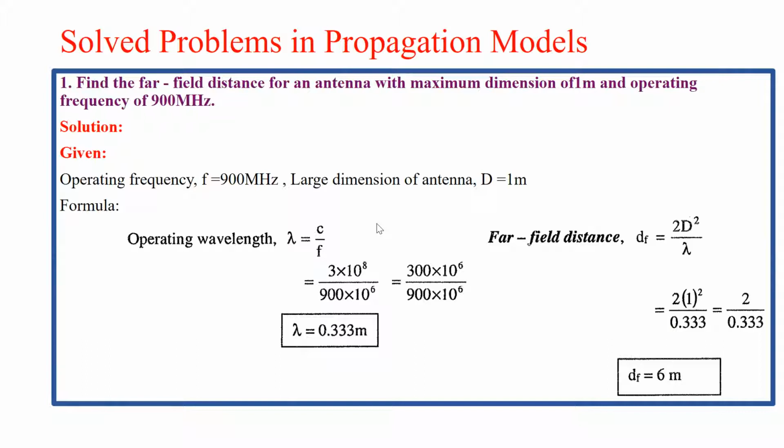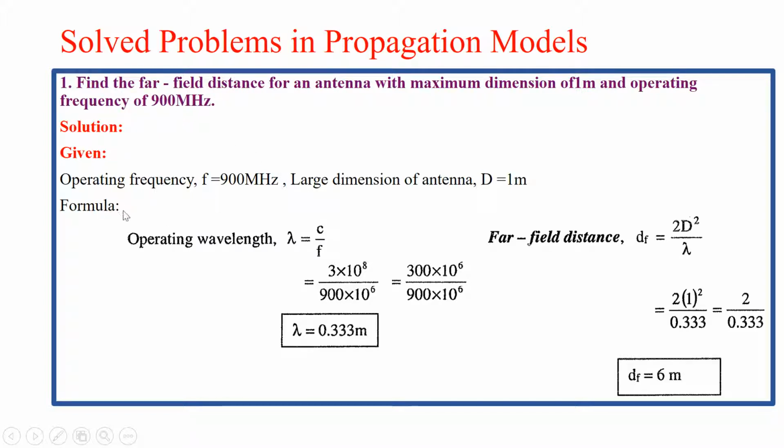So problem number 1: find the far field distance for an antenna with maximum dimension of 1 meter and operating frequency of 900 megahertz. So what is given to you? They have given you an operating frequency f equal to 900 megahertz and the dimension of the antenna d equal to 1 meter. What are they telling you to find? They are telling you to find the far field distance.